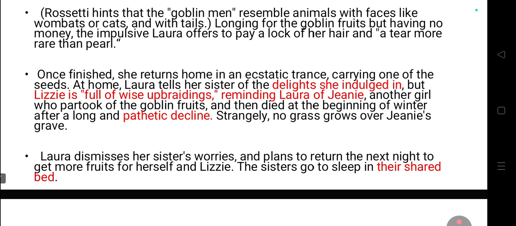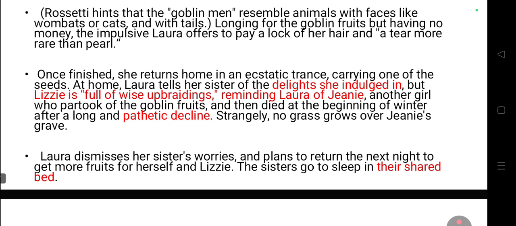Strangely, no grass grows over Jeanie's grave. It is understood in Christianity that when somebody is buried in the grave, if the person is good by nature, various plants may grow on his or her grave. That does not happen when the person is bad, when the person's character is fallen. So that suggestion we have here through this line, that no grass grows over Jeanie's grave.